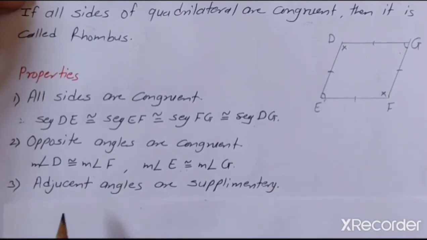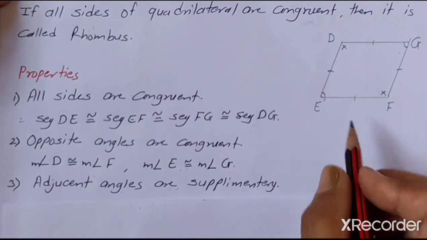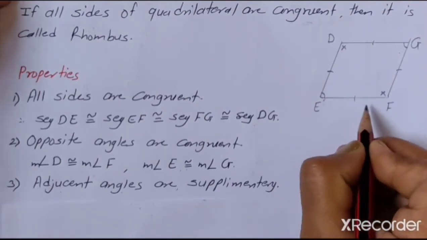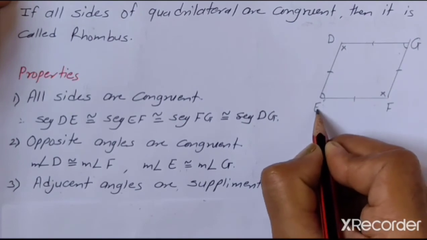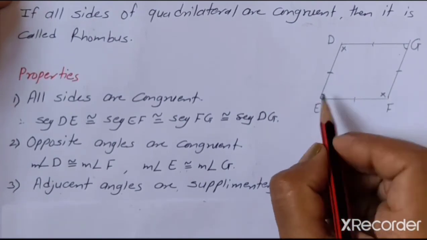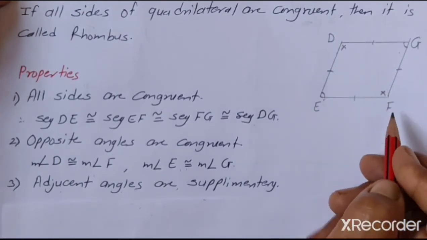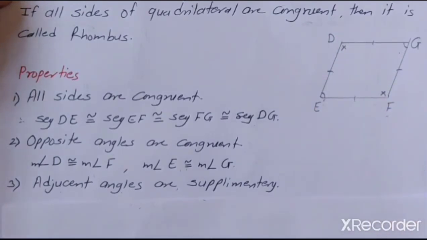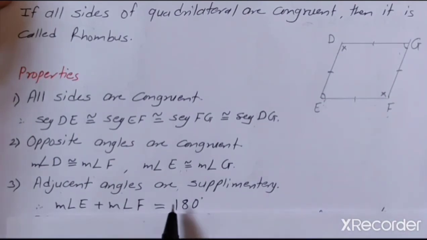Next property, adjacent angles are supplementary. Supplementary means their addition is 180 degree. So if you choose angle E, we can take any adjacent angle. We can take D, otherwise F also. Here I select angle F, so therefore its addition is equal to 180 degree.